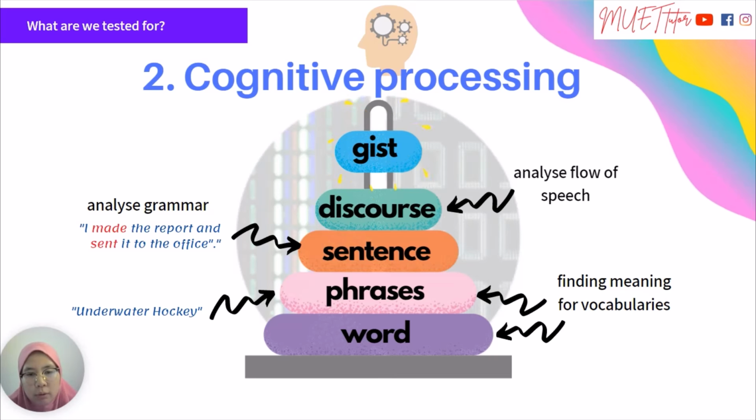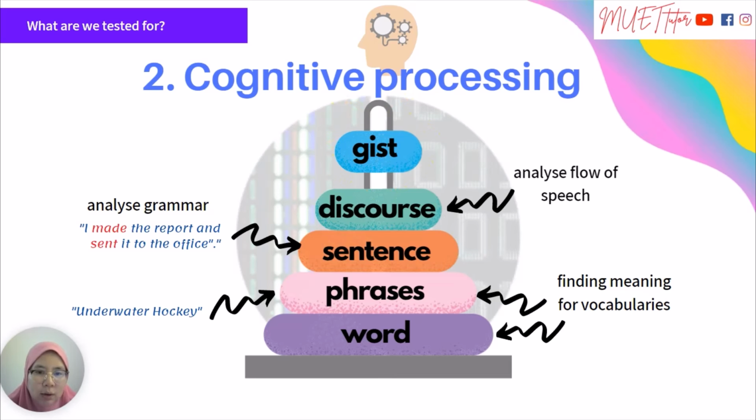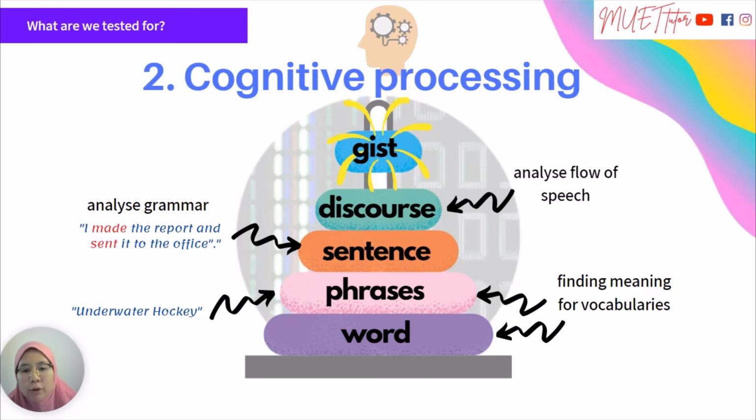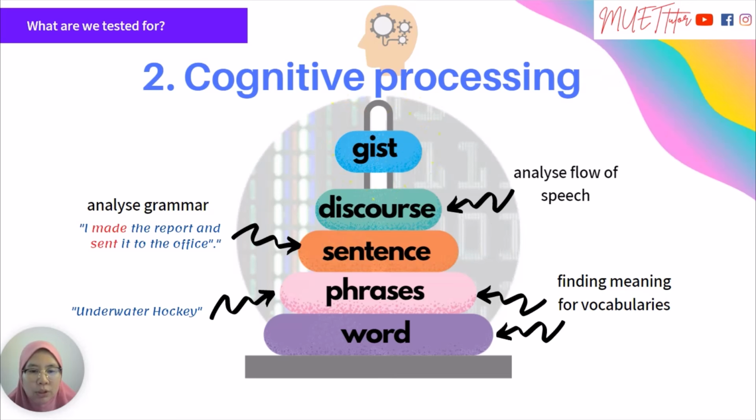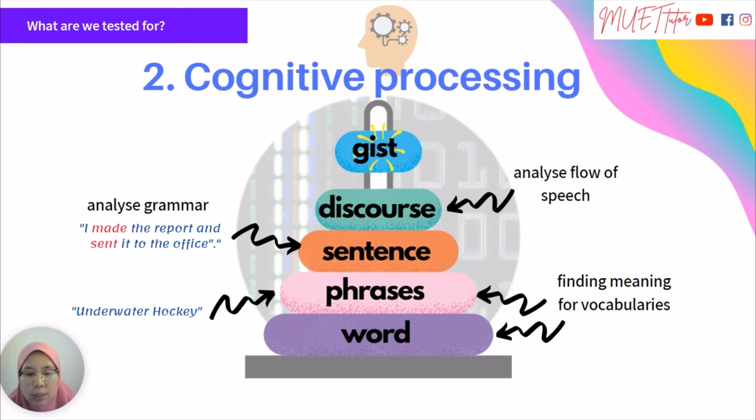At the word or phrase level, we might need to do a vocabulary search, which means understanding a word or the meaning of a phrase by listening to other details in the speech. For example, one speaker wants to introduce maybe a new sport called underwater hockey. You would understand what that term means after listening to the other parts of the speech.